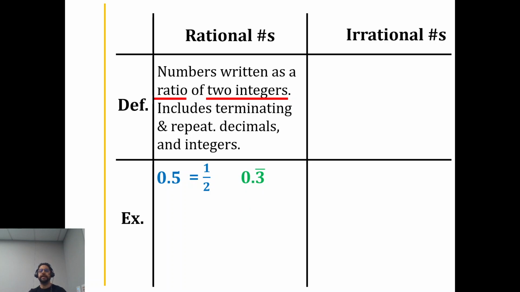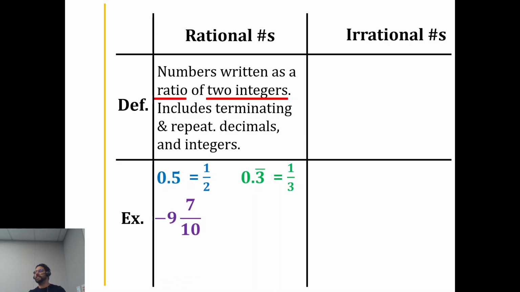That little bar represents a repeating decimal. 0.3 with the bar at the top really means 0.33333. A lot of threes on your calculator when you show your division. That fraction is 1/3. If on your calculator you type in 1 divided by 3, you end up on your screen with 0 point, and then a bunch of threes, which tells us it's a repeating decimal.